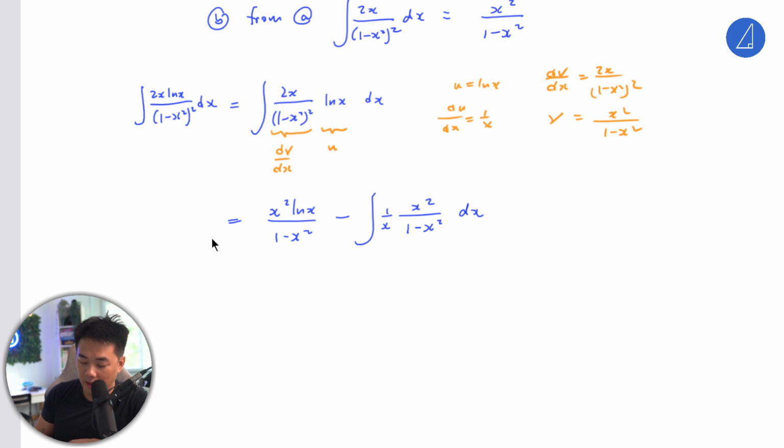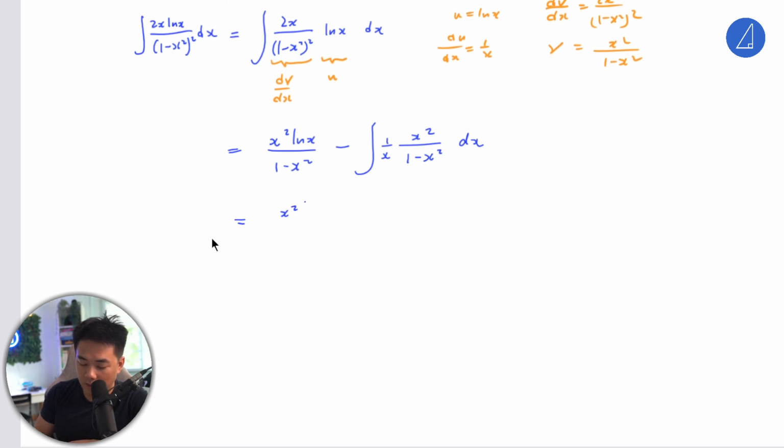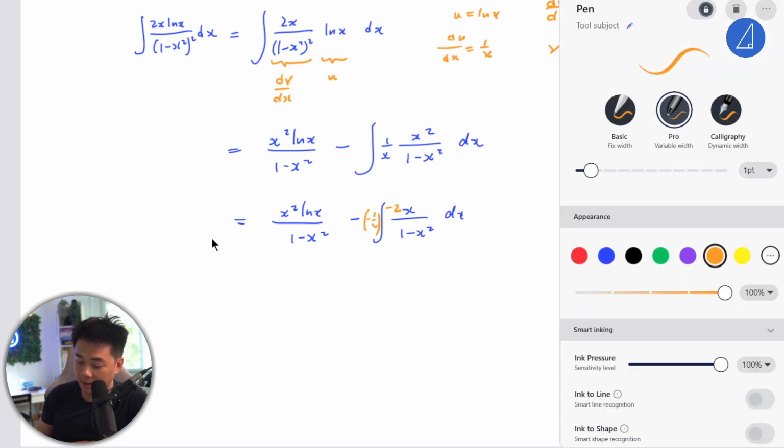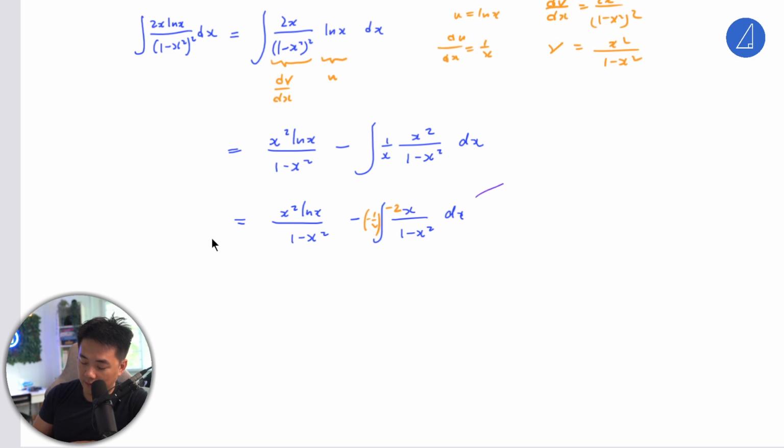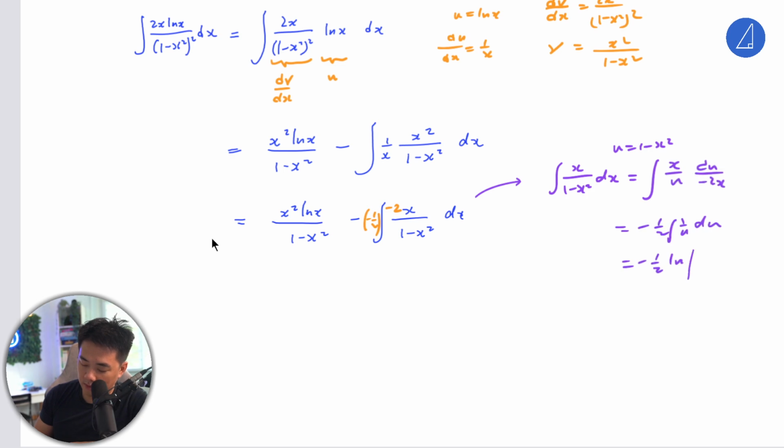Okay, so this will be x squared ln x over 1 minus x squared minus the integral of x over 1 minus x squared. So this you can use cancelling, or if you want to use the school method, you can just put a negative half here and 1 over 2. Okay, so you can do that, or you can just side quest a bit. We can find the integral of x over 1 minus x squared dx. Let u equal 1 minus x squared. So this is the integral of x over u du, minus 2x, minus half 1 over u du, minus half ln u. So this is what you get.